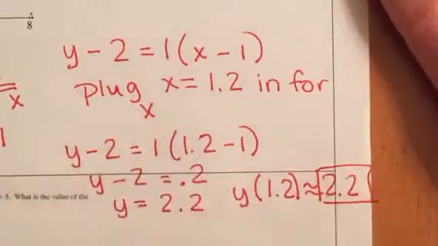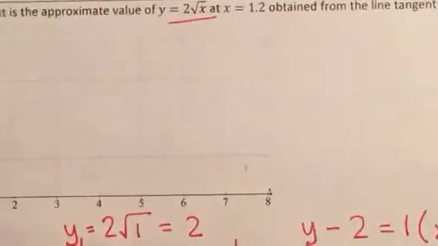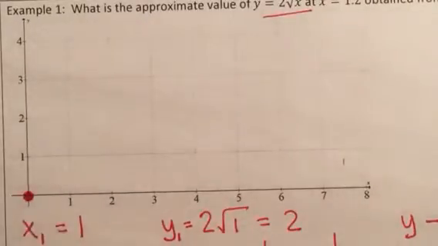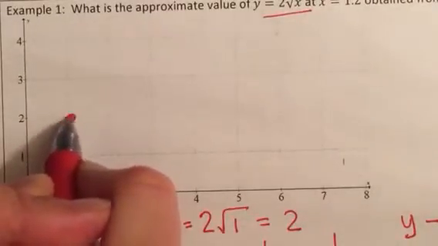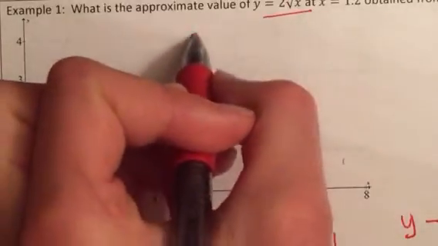Let's just go ahead and talk about the meaning of what's going on here. Okay, so on our graph, we're going to plot the function 2 root x. So the y values of the square root function are all doubled. So it goes through 1, 2, and then 4, 4.